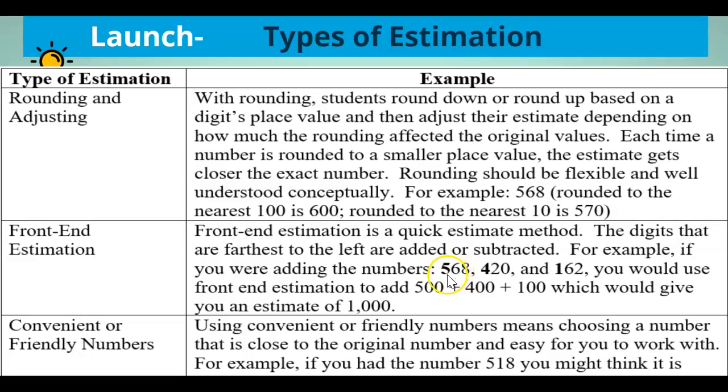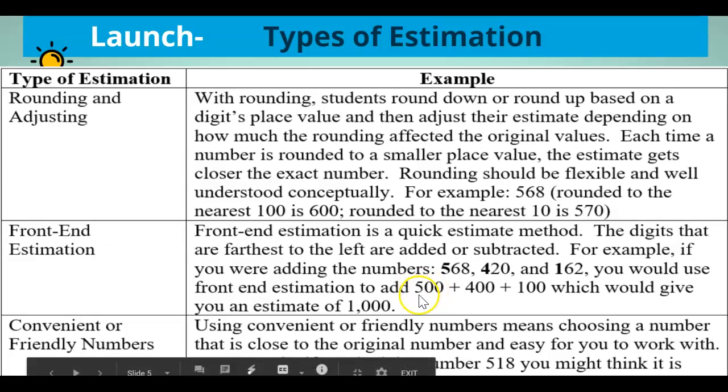You've got the 5. This will be estimated as 500. And the 420, you would estimate as 400. The 162, you would estimate as 100. So that's a really, really quick method of estimating on the front end. And when we say front end, we mean the highest place value spot that you have, which in this case is the hundreds. Okay, and when you add those estimates up, it will give you an estimate of 1,000.